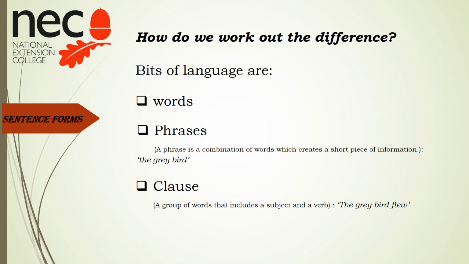When this is put together with other bits of information, it creates a clause. The grey bird flew is an example of a clause, a group of words that includes a subject and a verb. In this example, the noun phrase, the grey bird, is the subject, and flew is the verb. Sentences are made up of one or more clauses.